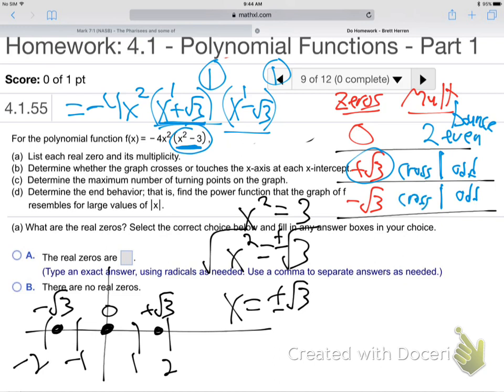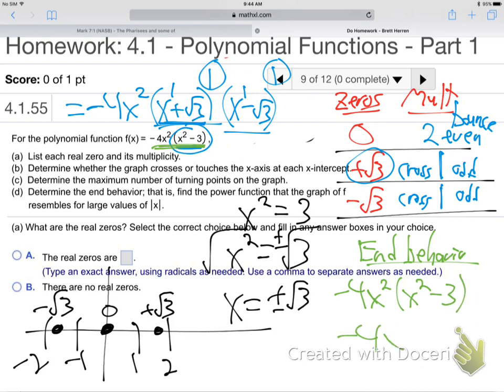And what's the end? Did you guys get the end behavior? Let's get the end behavior. So if you were to multiply this thing out right here, minus 4x squared, x squared minus, if you were to multiply it out, you'd get minus 4x to the fourth. Wouldn't that be the most powerful term? Pretty easy, you can just, boom, there it is, huh? So minus 4x to the fourth would be the most powerful term. That's negative, so it's going down because of the negative.